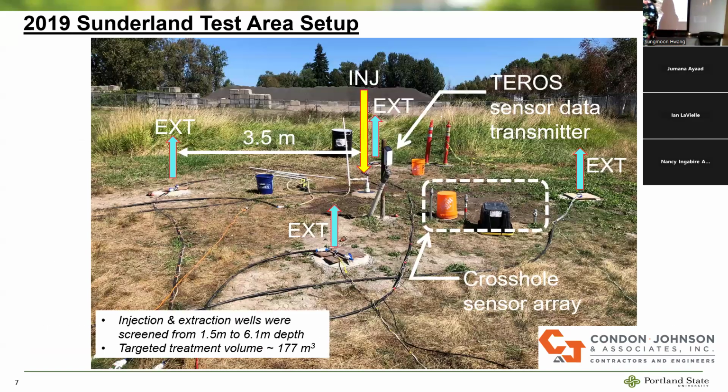So this is the site that we're going to tomorrow, and this is what the test setup looked like for us in 2019. We had our central injection well, and then 4 extraction wells that were spaced 3.5 meters from that central injection well. There's wires here that are connected to the control systems and the power systems for the submersible pumps that are then extracting water to an extraction tank. Out of the picture, there's a tank where we mix the nutrients and then inject it through here, in this case with an inline pump into the injection well.